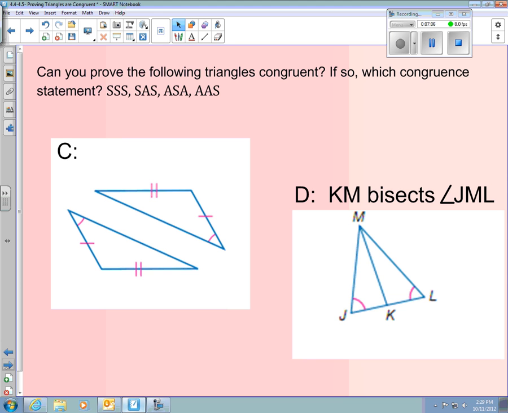All right, so I want you guys to go ahead and try C and D for tomorrow. With D, you're going to have to add in some information that you know. So look at seeing about what's congruent and sides or angles.